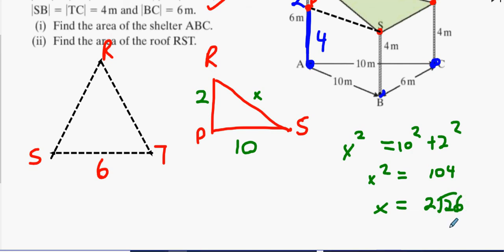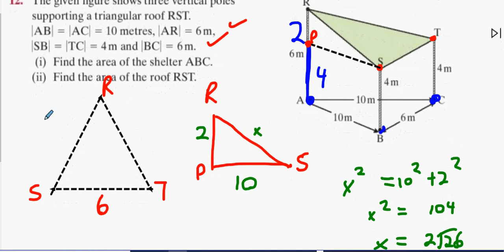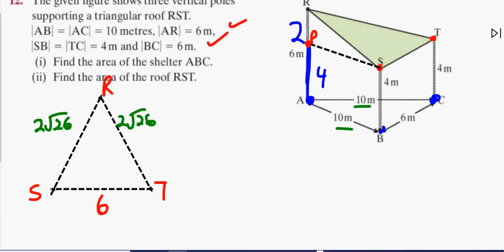Now what's the good news? Anybody care to give me some good news? Why don't we have to calculate RT? Why is it the same? Yeah, it's the exact same measurements. It's still 10 meters, gap underneath, and it's still 4 meters high. So it's exactly the same sizes, isn't it? And because it's an isosceles triangle, what can we do then? We can do half base times height. Only one problem. Do we know the height? Any suggestions on how to get the height H?